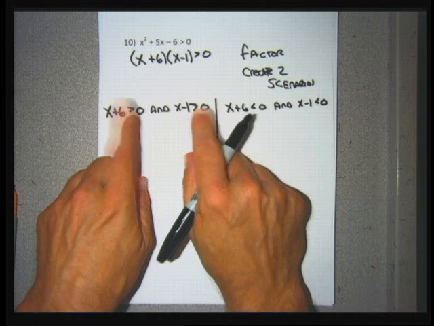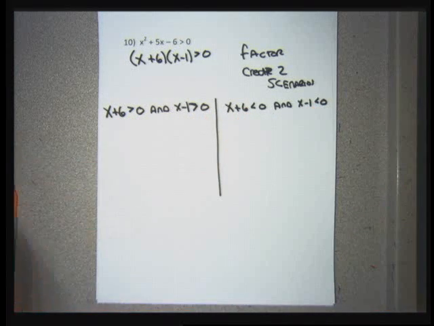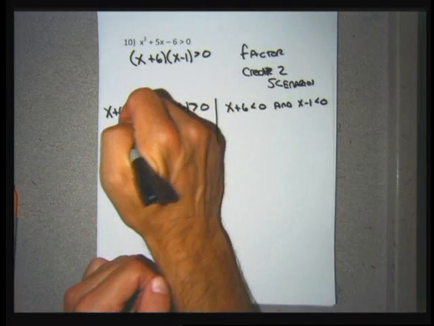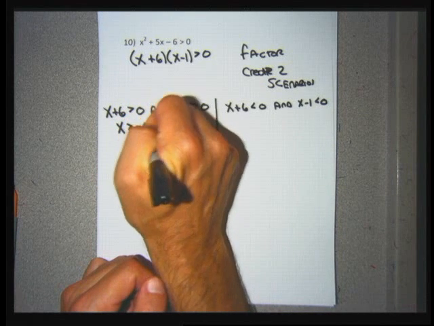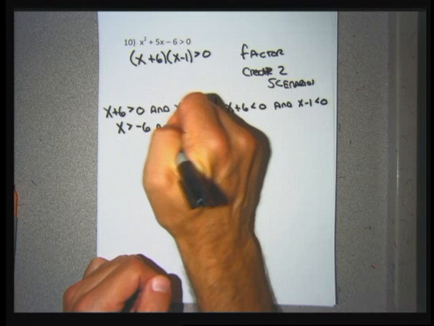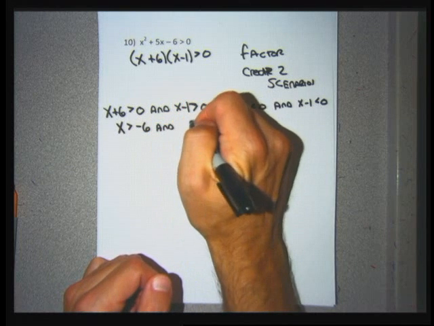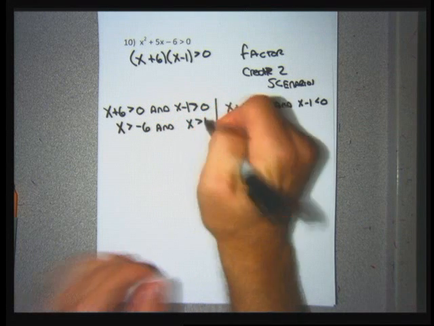With greater thans, either both are greater than, or both are less than. Solve these now and graph them to get the solution to each scenario. The first, x + 6 greater than 0: if I move the 6 over, I get x is greater than negative 6. The second, x minus 1 greater than 0, I get x greater than 1.